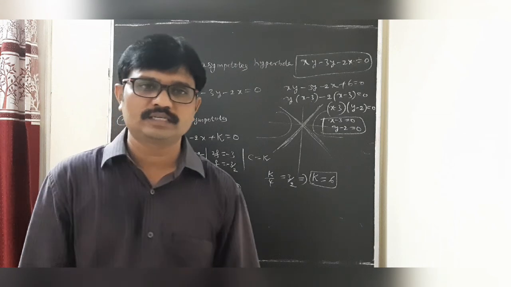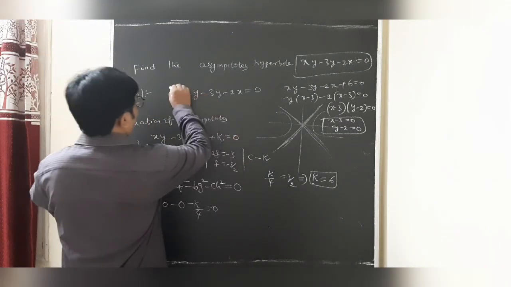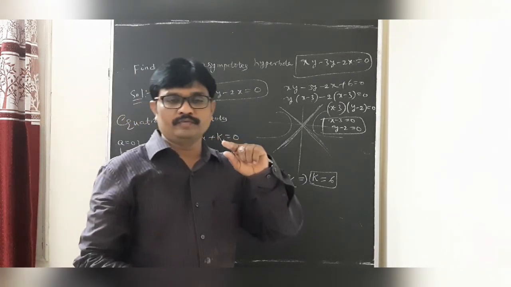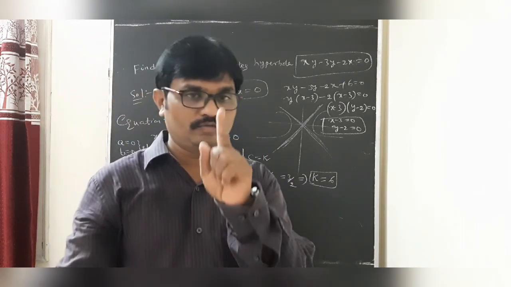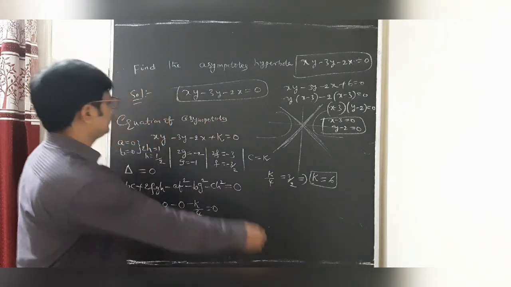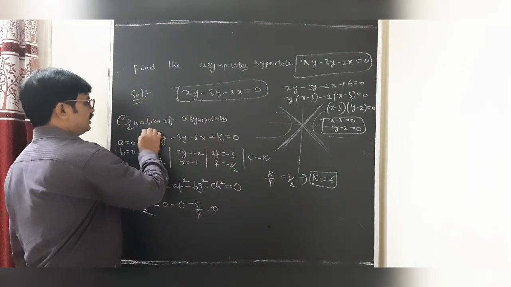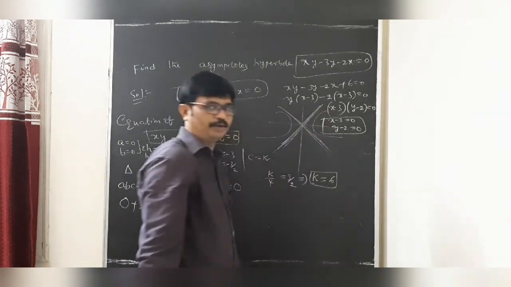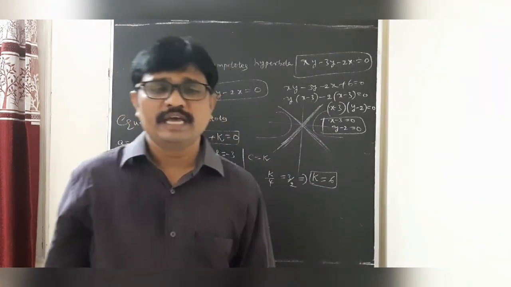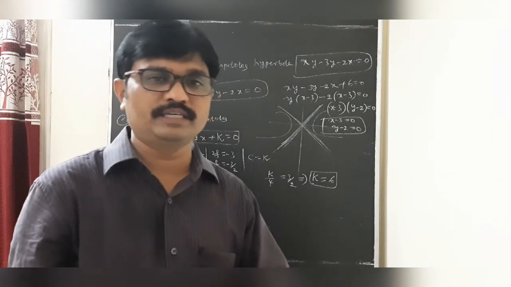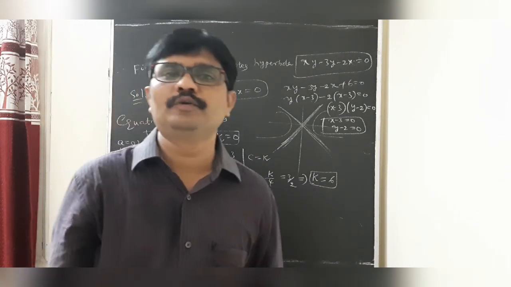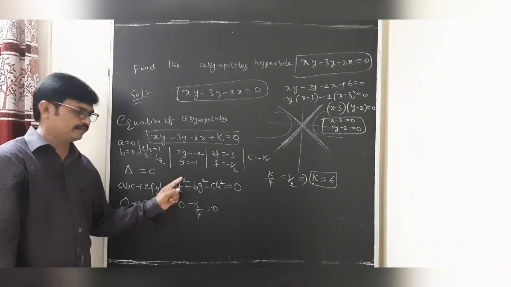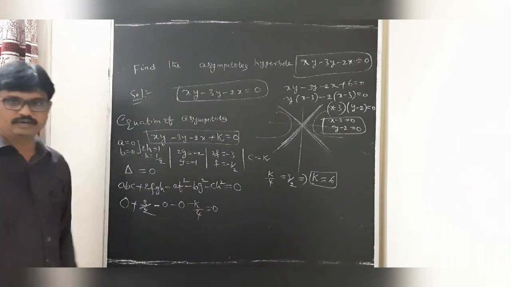How to find the asymptotes? We observed that the equation of the hyperbola and the asymptotes differ only by a constant. That's why we are taking the constant. The asymptotes are always a pair of lines. In first year we learned that any second degree equation represents a pair of lines when delta is 0. Delta 0 means abc plus 2fgh minus af square minus bg square minus ch square equal to 0.